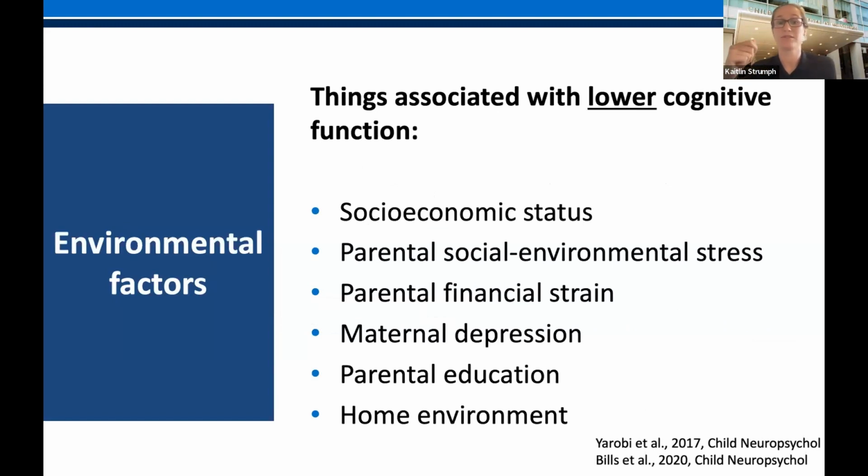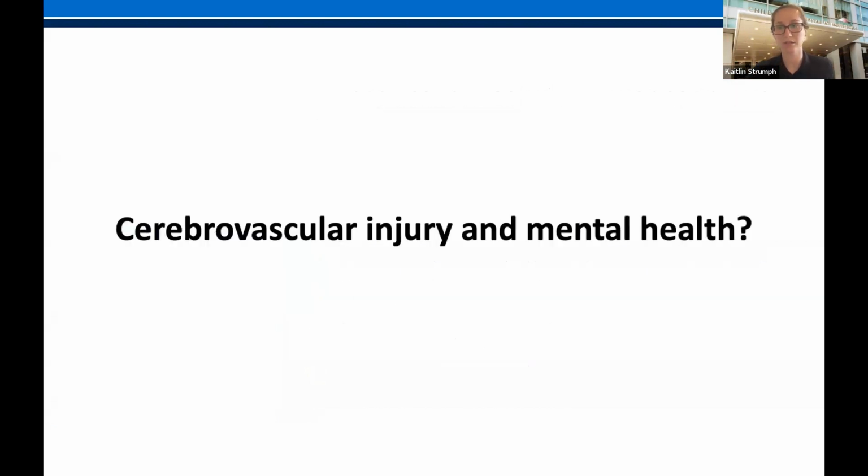But what about environmental factors? These were things that were associated with lower cognitive function in kids, specifically with sickle cell disease: socioeconomic status, parental social environmental stress, parental financial strain, maternal depression, parental education, and home environment. I'm sure not surprising to a lot of you.